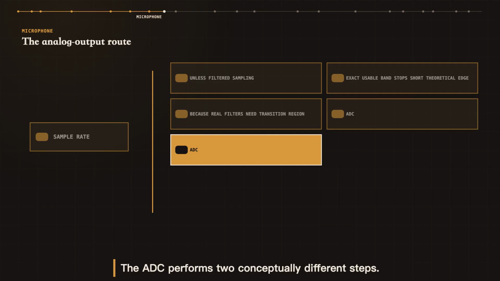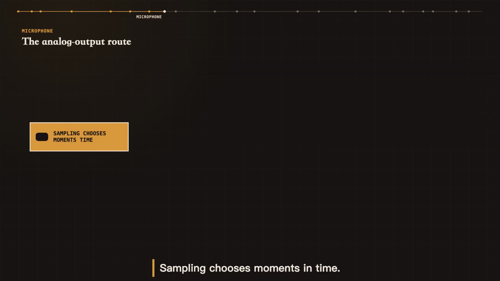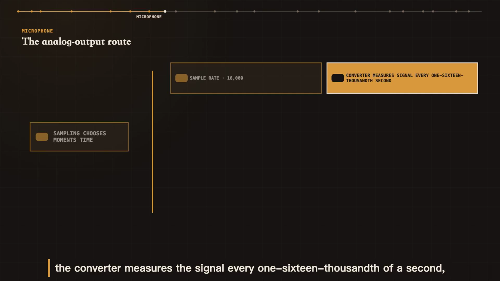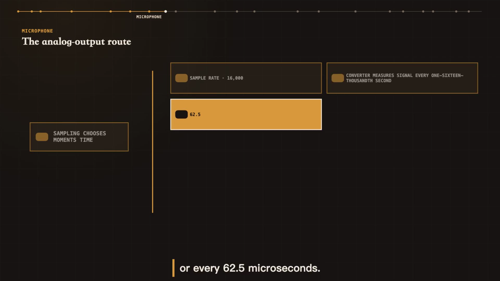The ADC performs two conceptually different steps. Sampling chooses moments in time. At a sample rate of 16,000 samples per second, the converter measures the signal every 1/16,000th of a second, or every 62.5 microseconds.